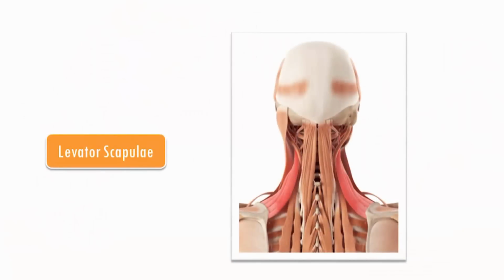Now let's take a look at the levator scapula attachment sites. It has an origin at the transverse processes of C1 through C4. This muscle inserts into the superior angle of the scapula. The actions of this muscle are elevation and downward rotation of the scapula, bilateral extension of the neck, unilateral rotation to the same side, and lateral flexion. This muscle can be involved in the stiff neck syndrome and also in whiplash.